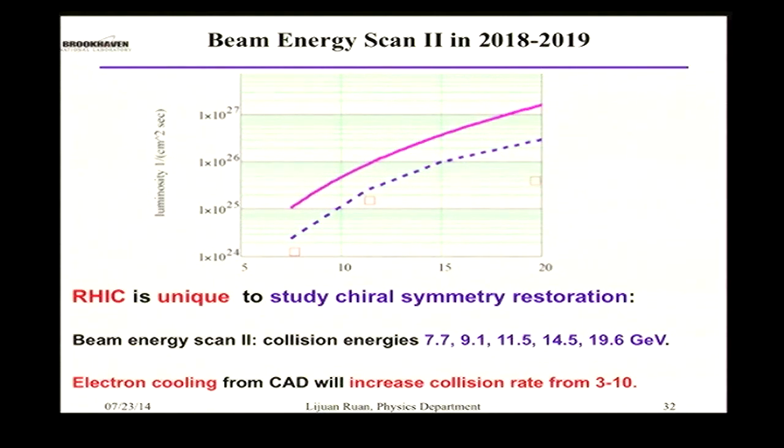And this is what we can do now, those squares, down to 7.7 GeV, 11.5, and 19.6 GeV. If you compare, this is the projection for 4 years later, for 2018, and this is a projection for 2019. This is already with the electron cooling upgrade. With that upgrade, the collision rate can increase by a factor of 10. So what does it mean? If now I take data for 10 weeks, 5 years later I only need 1 week, and we have the same quality of data. So this is the most cost-effective way to do the experiment.